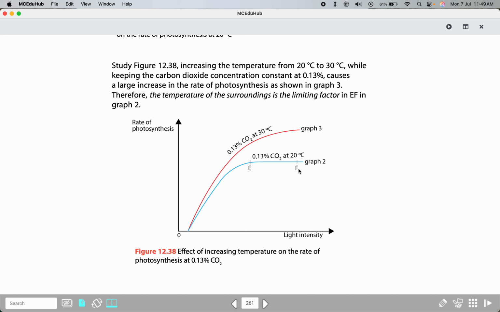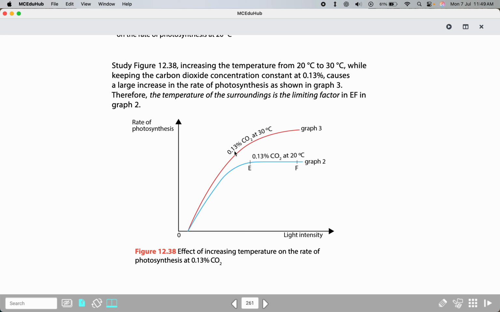From between E and F, light is no longer the limiting factor. Now temperature is the limiting factor. As you increase the temperature from 20 degrees Celsius to 30 degrees Celsius, the rate of photosynthesis increases drastically between graph 2 and graph 3.